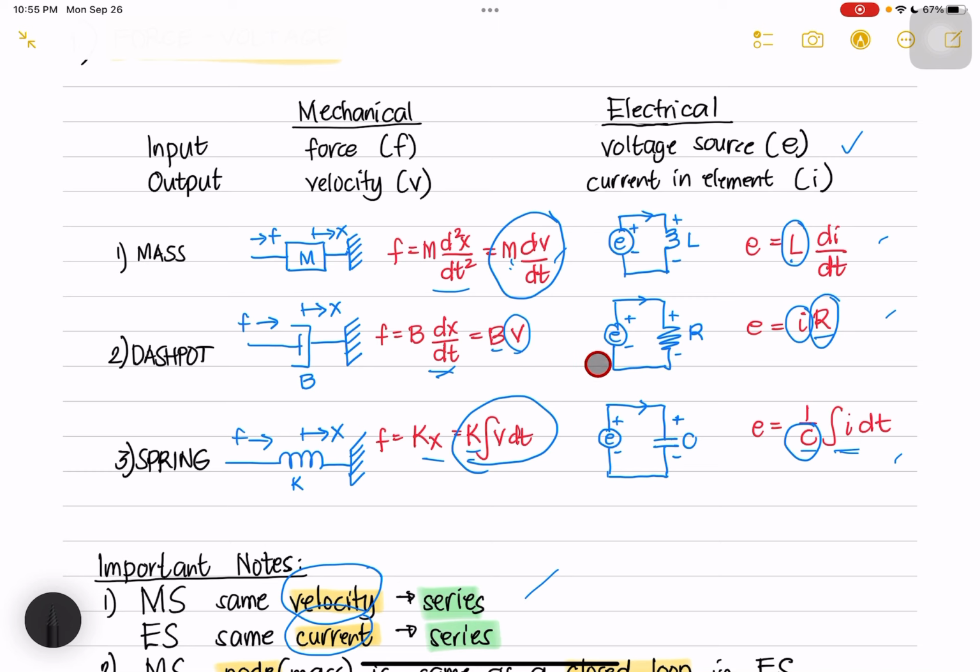And the electrical corresponding for this one is a resistor. So the formula will be I times R. So yung R is equal to B. I mean, corresponding siya sa R. Okay? So B to R, M to L. Since output natin dito is velocity, ang output natin dito is current. So babalik tayo dito sa statement na to.